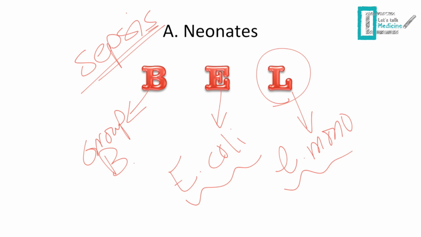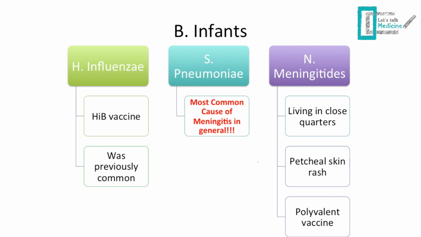So the mnemonic for neonatal bacterial meningitis is going to be BEL. It's really important to know these three organisms. Now, coming to the most important three organisms that cause bacterial meningitis in the infant age group: Haemophilus influenzae, Strep pneumoniae, and Neisseria meningitidis. Nowadays we don't see that much Haemophilus influenzae meningitis because of the vaccine; it was previously common, not nowadays. Second is Strep pneumoniae, as mentioned before. It's the most common cause of bacterial meningitis in general.